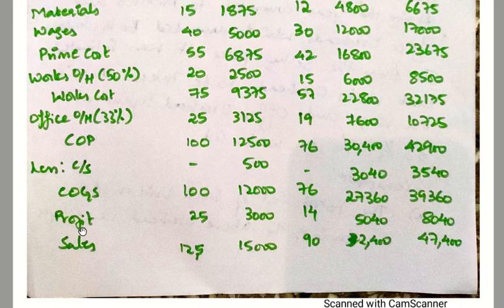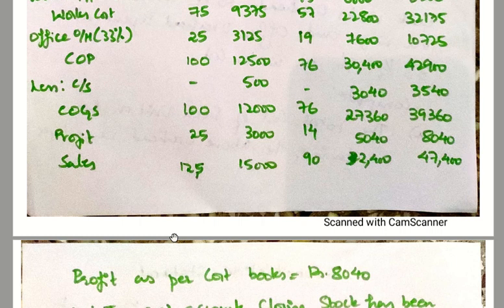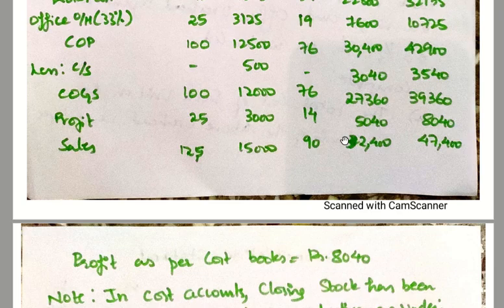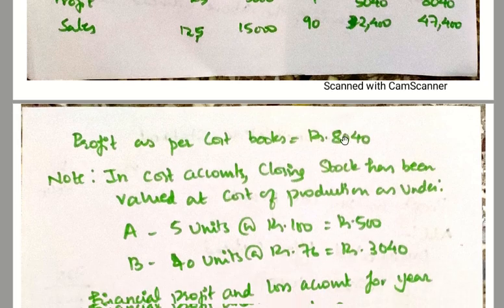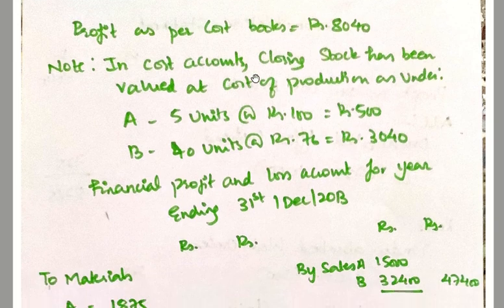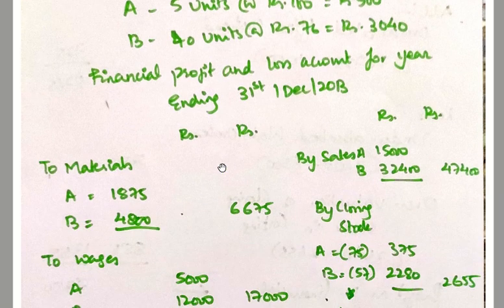So sales minus cost of goods sold, you get your profit to be 25 per unit, and 3,000 is your total for size A, and 14 per unit, and 5,040 for size B. So profit as per cost account. Now if you see, whatever I've explained, it is shown in your working note. So in cost account, the closing stock has been valued at cost of production as under. So A, 5 units at rupees 100, which is 500, and B, 40 units at rupees 76, which is 3040.